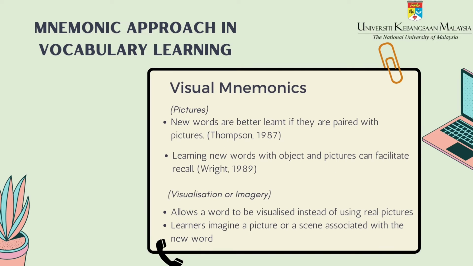The second technique is visual mnemonics. According to Thompson 1987, new words are better learned if they are paired with pictures. Wright 1989 stated that learning new words with objects and pictures can facilitate recall, which aids that meaning cannot be derived only from verbal language. Visualization or imagery permits a word to be visualized instead of using real pictures. Learners imagine a picture or an imagination associated with the new words. This method is suitable to teach abstract words by relating them to pictures.